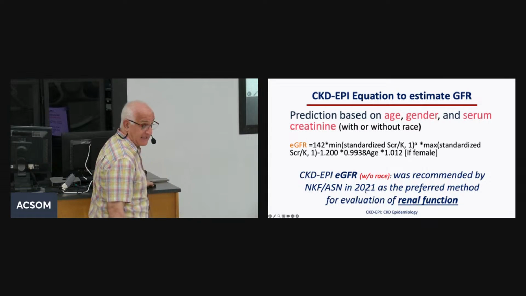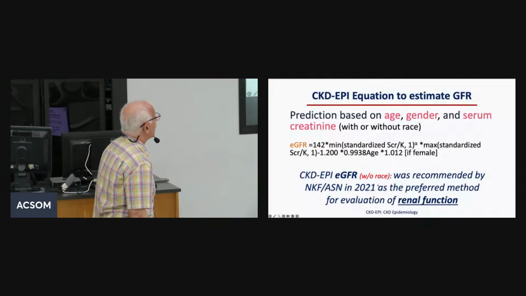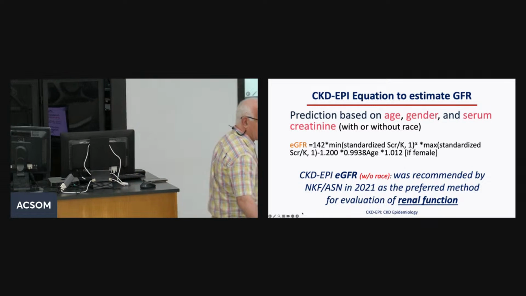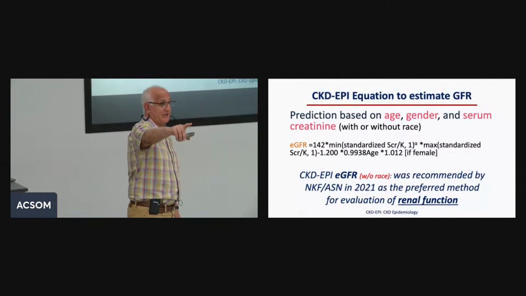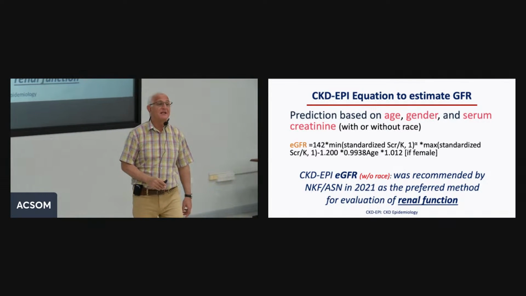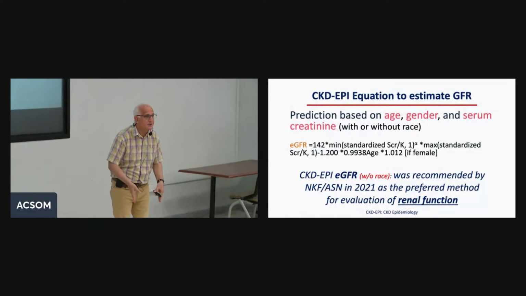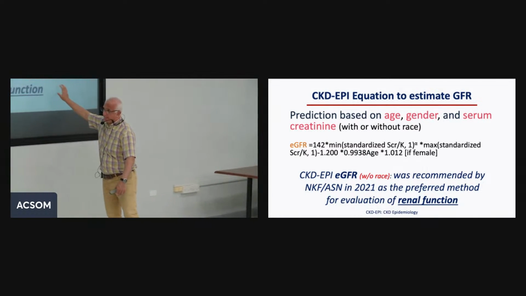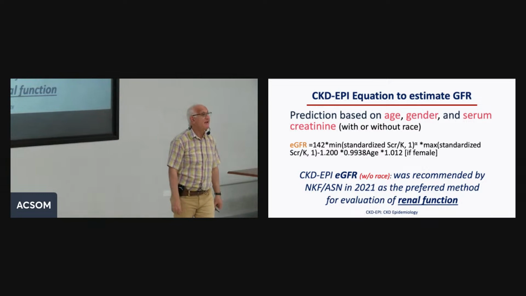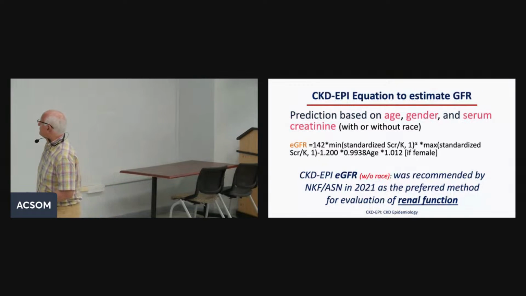eGFR without race, and it is important, without race was recommended in 2021 by the National Kidney Foundation and American Society of Nephrology as a preferred method for evaluation of renal function. If in a question somebody asks you what is the standard measurement for eGFR today, 2025, March, CKD-EPI without race. Tattoo it in your brain.